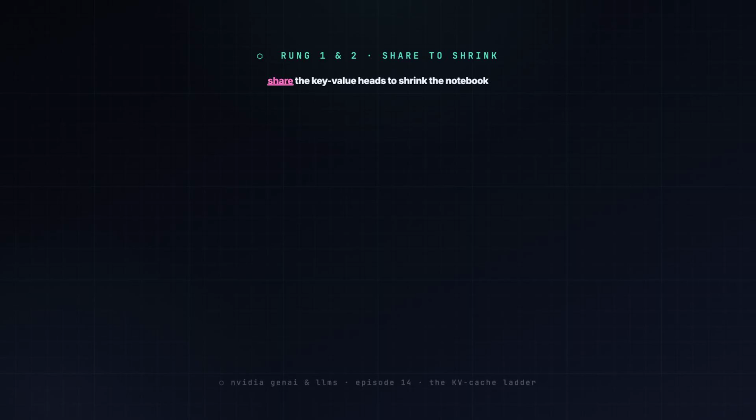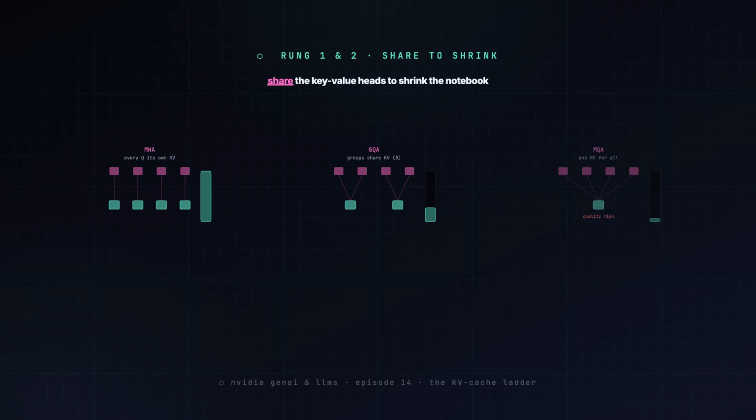Rung 1 and 2 of the ladder. The old way, full multi-head, gives every query its own key and value. Biggest notebook. Grouped query lets groups of queries share one key value pair. Llama 3 uses 8 shared key value heads at every size, so the notebook gets 4 to 8 times smaller and quality barely moves. Push it to the extreme, one shared key value head for everyone, and you get multi-query, smallest notebook, but now you can feel the quality drop.